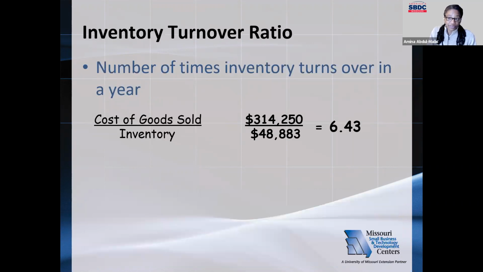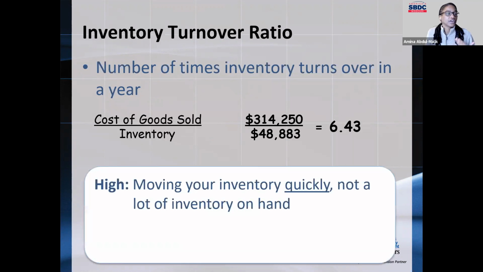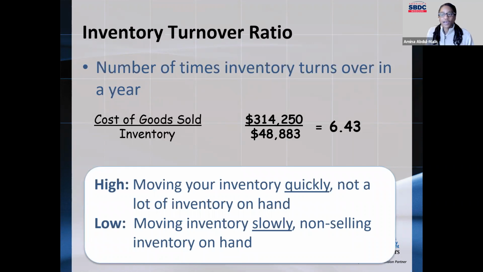And then finally, the inventory turnover ratio, which I was describing earlier. This describes how often your inventory turns over in a year. Like I said, you all don't really deal with a lot of inventory, but this is a great ratio for suppliers to look at because it gives them an indication of how fast you're moving through your inventory and could also indicate how much inventory you're keeping on hand as well.